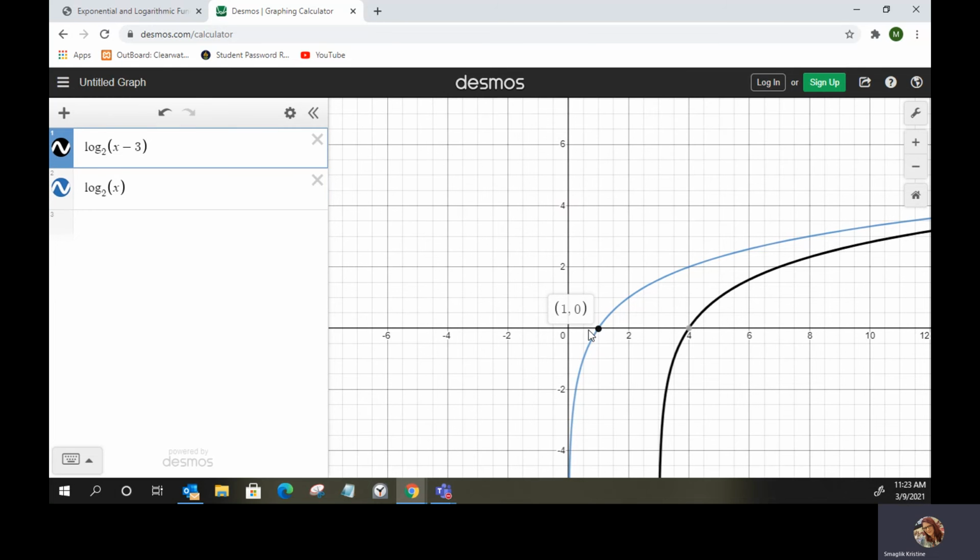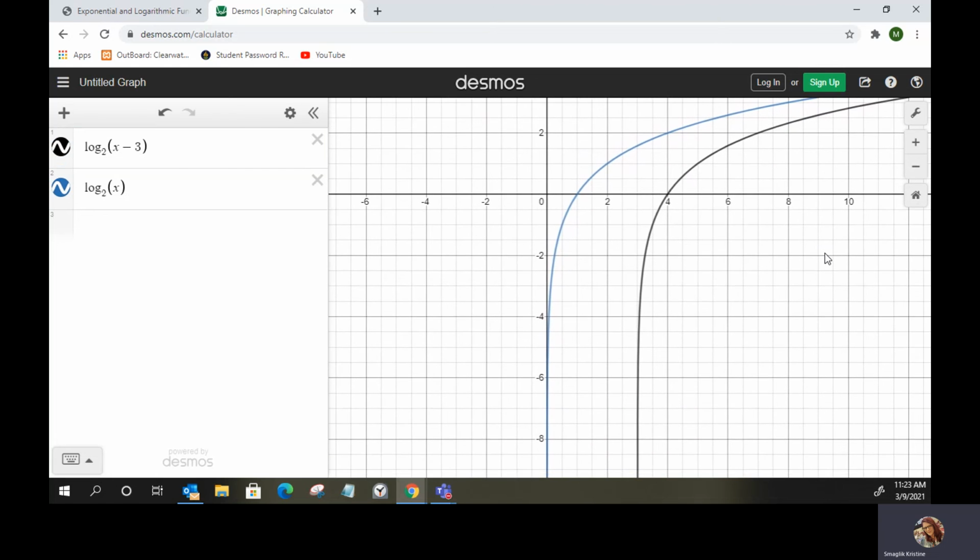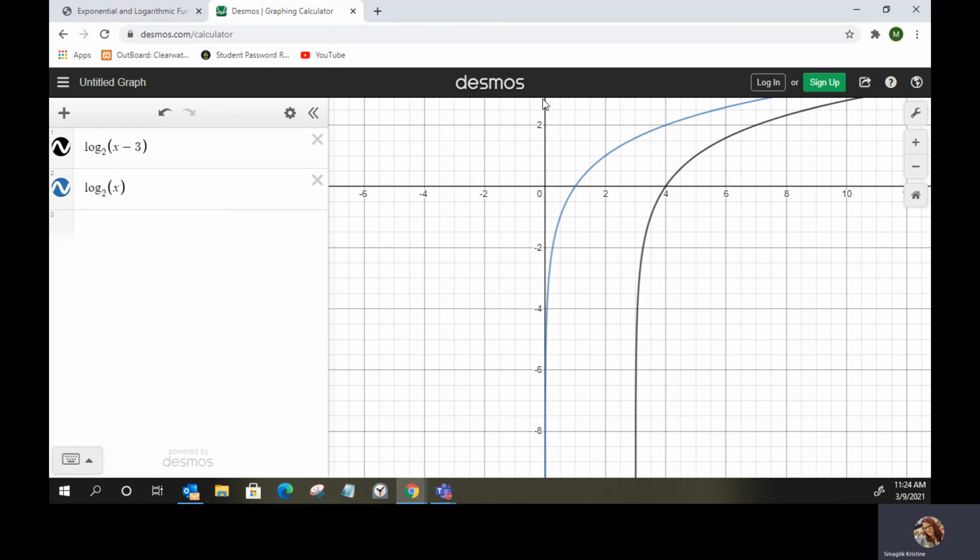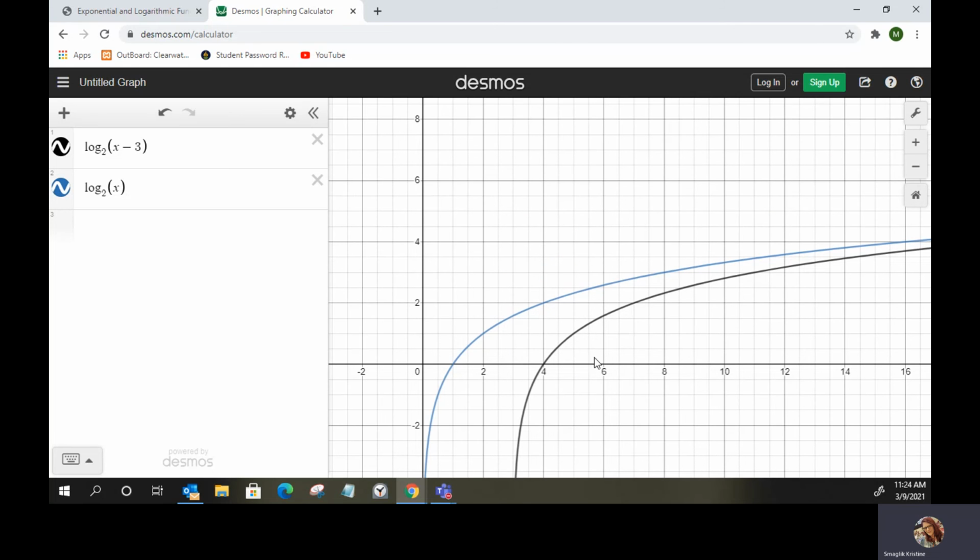And then take a look too at the differences between the end behavior between your parent function and your transformed graph. Here I had to say as x approaches 0, y goes to negative infinity. Here I had to go as x approaches 3, y goes to negative infinity. And again, it's going to be the same as the graph goes off to positive infinity. As x goes to positive infinity, my y values are also going to positive infinity.